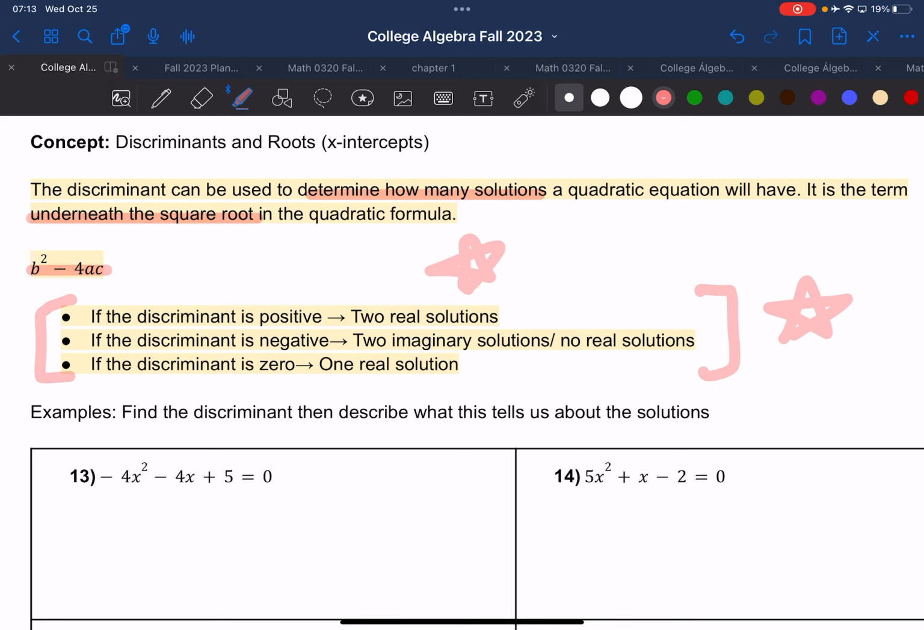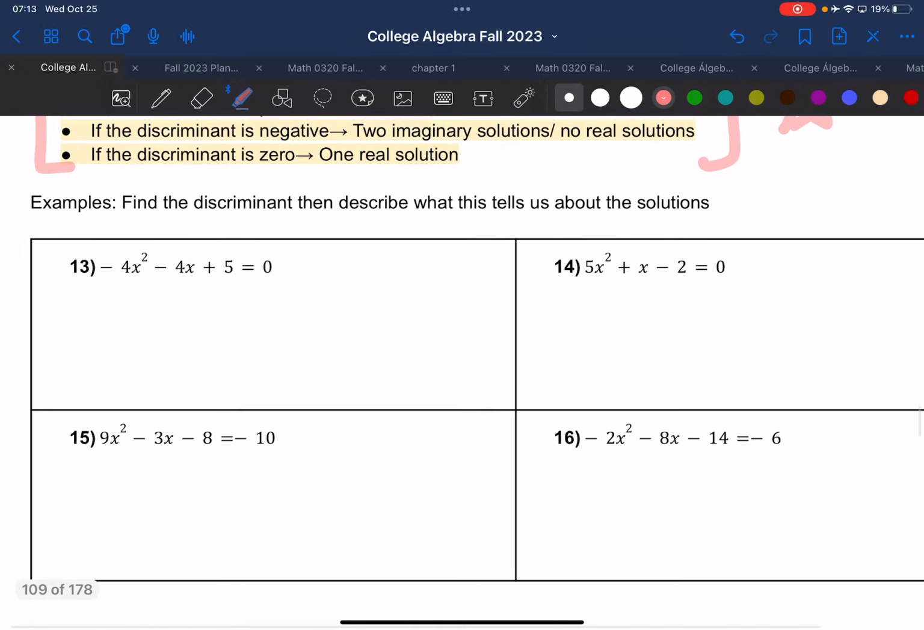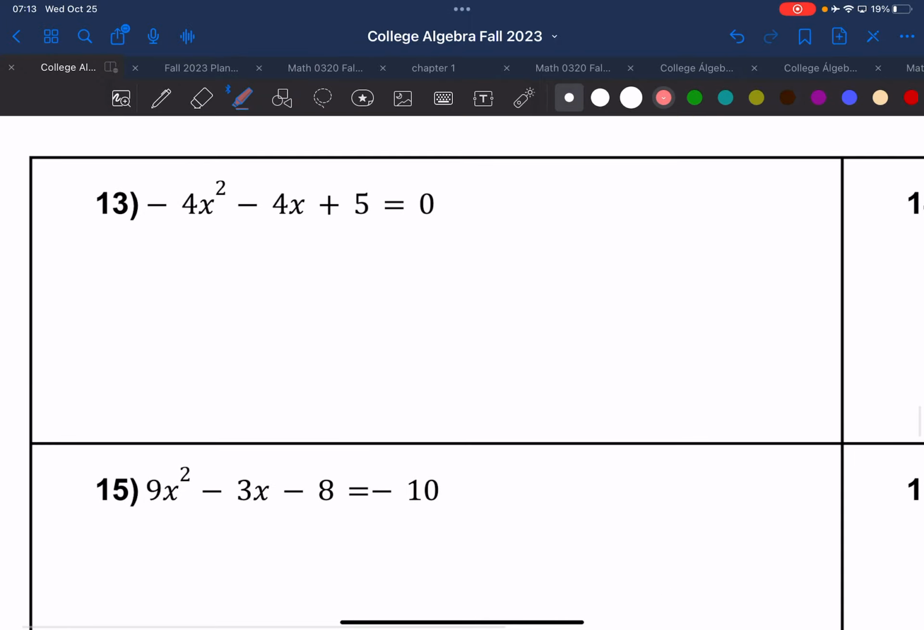Okay. Let's go ahead and look at number 13. Our first step, just like before, is to make sure that this is in standard form. Is this in standard form?